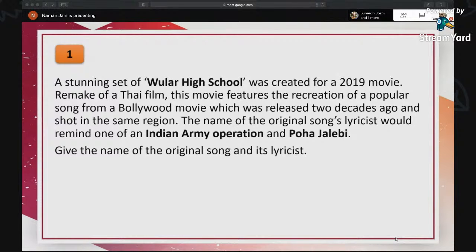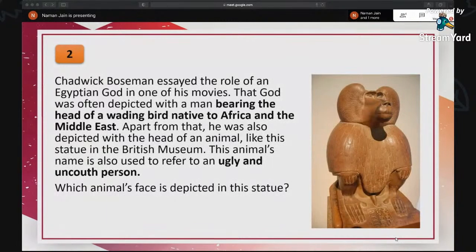Okay, the easiest question of the tribute section. Chadwick Boseman essayed the role of an Egyptian god in one of his movies. So that god was often depicted as a man bearing the head of a wading bird native to Africa and the Middle East. So if you know Egyptian mythology, well and good. Those who know Egyptian mythology, the first line is the hint for you, bearing the head.